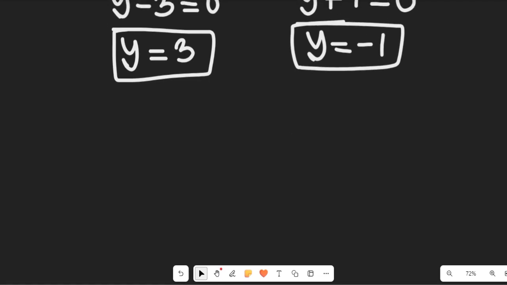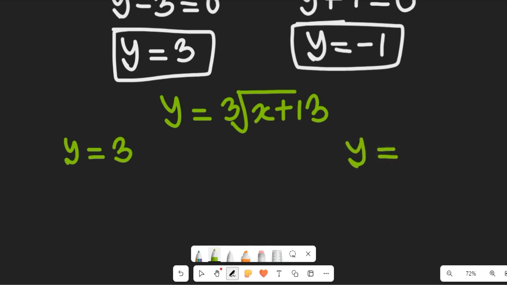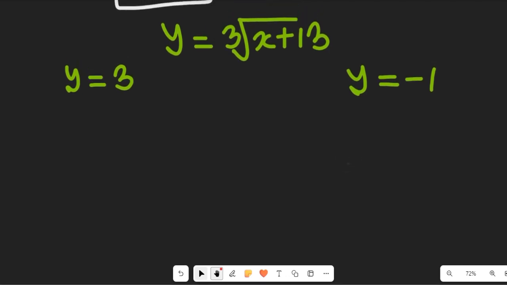Now from the first expression, you come to recall that our y is equal to the cube root of x plus 13. We'll substitute the value of y equal to 3 on this side, and then we'll substitute the value of y equal to -1. That way, we're going to find the values of x.